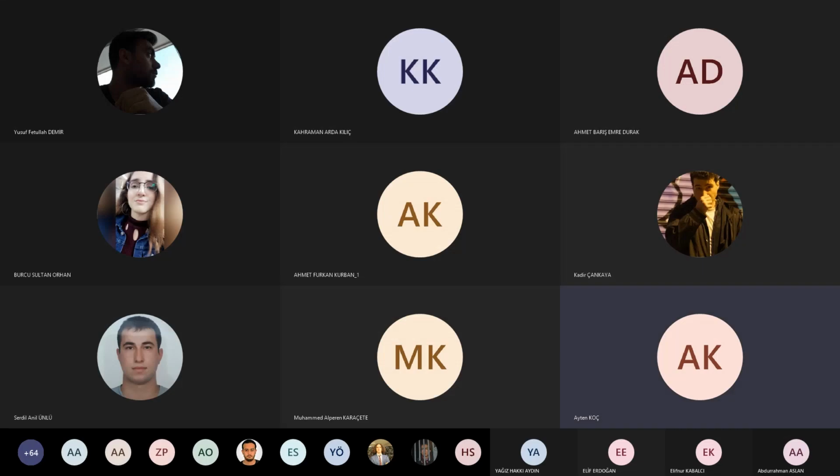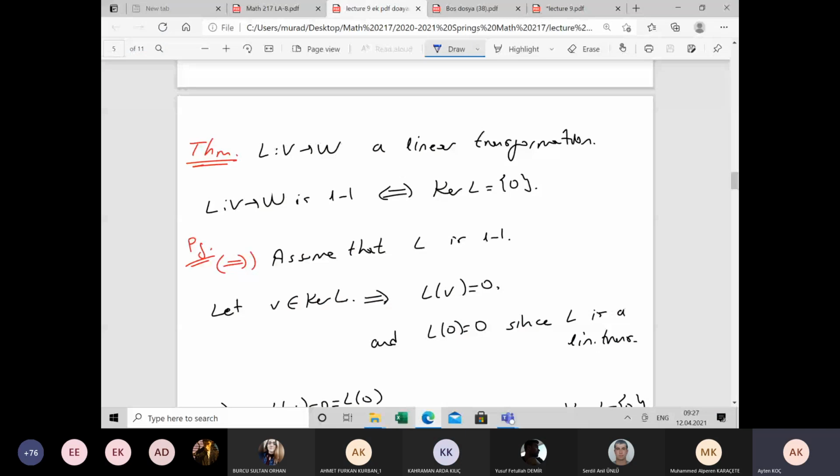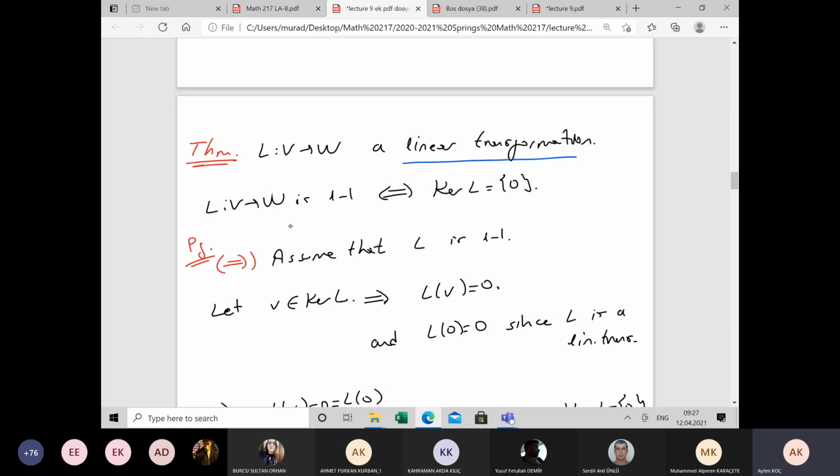Yes, now we will give this theorem. This theorem is important, and sometimes by using this theorem, it is easy to see that L is 1-to-1. If L is a linear transformation, then L is 1-to-1 if and only if the kernel of L is {0} only.